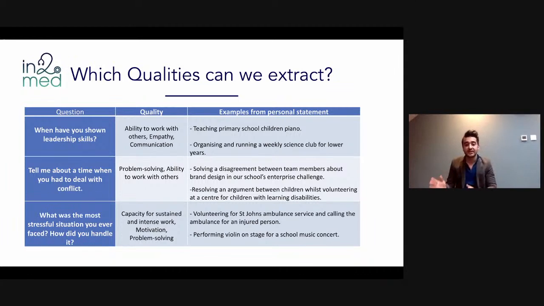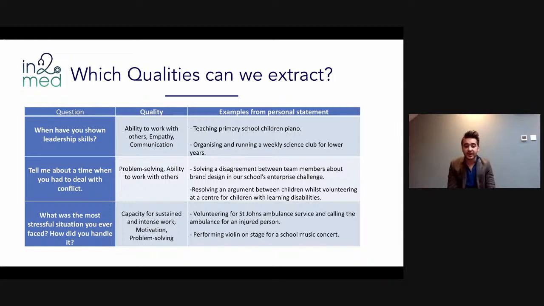And then we can go one step further and look at our personal statement. So we had an example personal statement, and I've taken these examples from there, which is, for example, teaching primary school children the piano. That shows that you can communicate, especially with younger children and people who might not have the same level of knowledge as you. The other thing is you might have organized and run a science club for the lower years. In a similar way, you're teaching the lower years, and you're also demonstrating your organization.